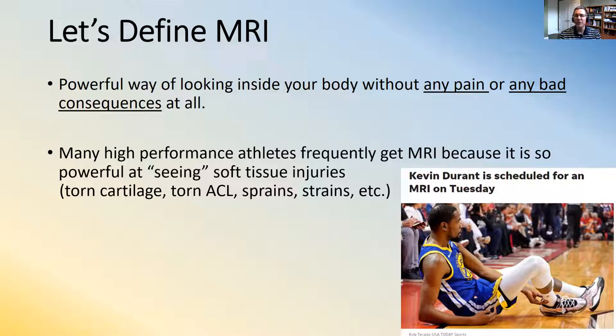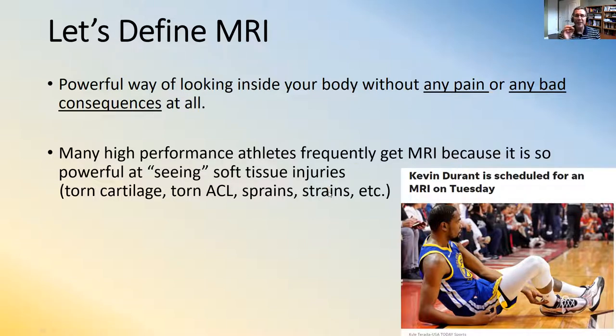Here's the headline: Kevin Durant scheduled for an MRI on Tuesday. And this is a big, big deal, right? Because these athletes make millions of dollars and they need their body to be performing at the ultimate limit. And you can see here in this picture, Durant is clearly holding his ankle.